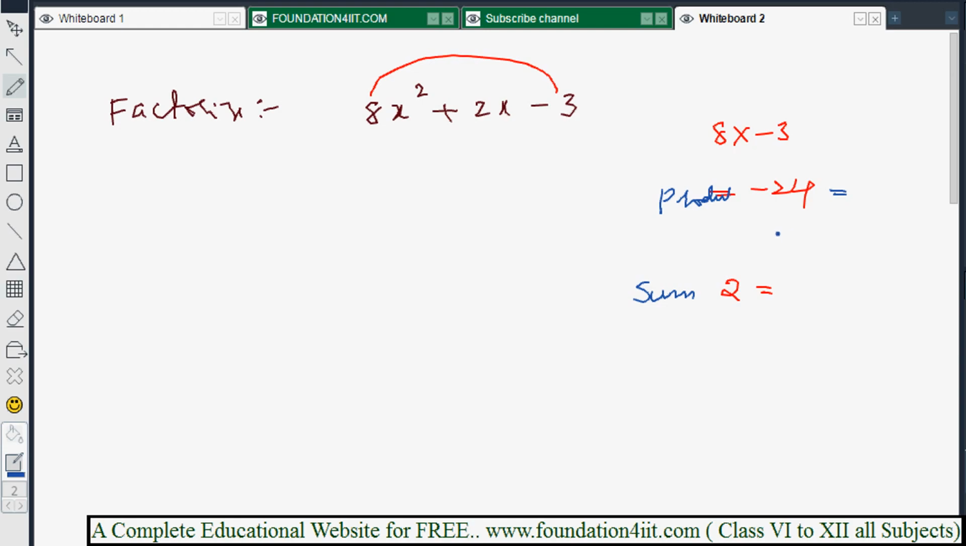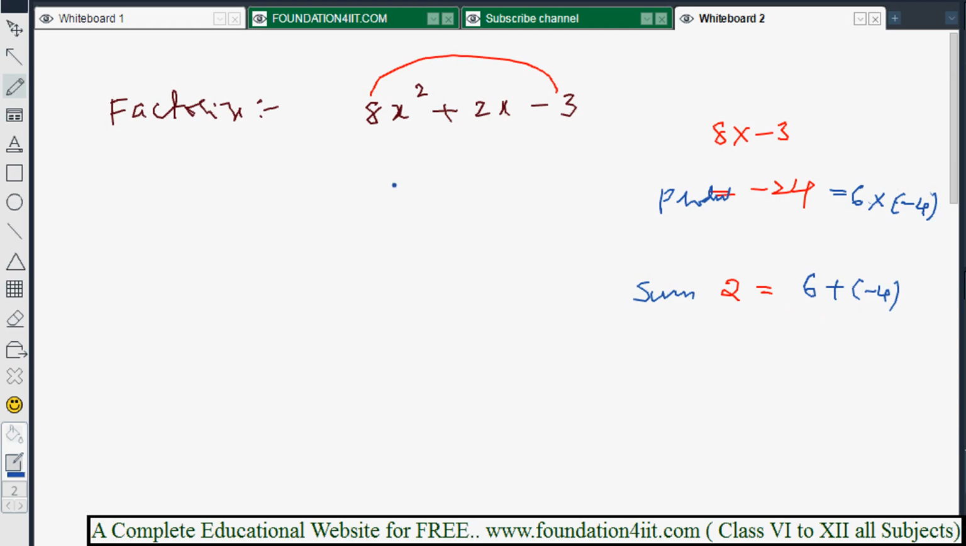Now you can take two values: 6 into 4. Observe here, 6 into 4 is 24, but you need minus 24. So you can take 6 into minus 4. 6 into minus 4 is minus 24, and 6 plus minus 4 is plus 2. That's important here. If you are able to find these two numbers by guessing, the problem is very simple. So 6 into minus 4 is minus 24, and 6 plus minus 4 is 2.